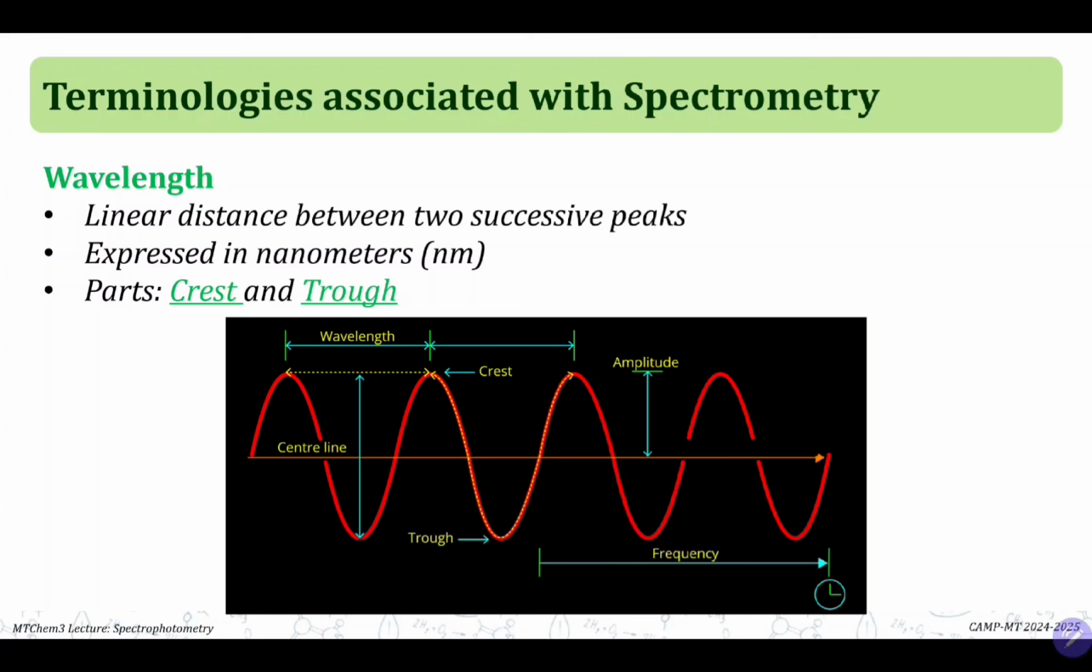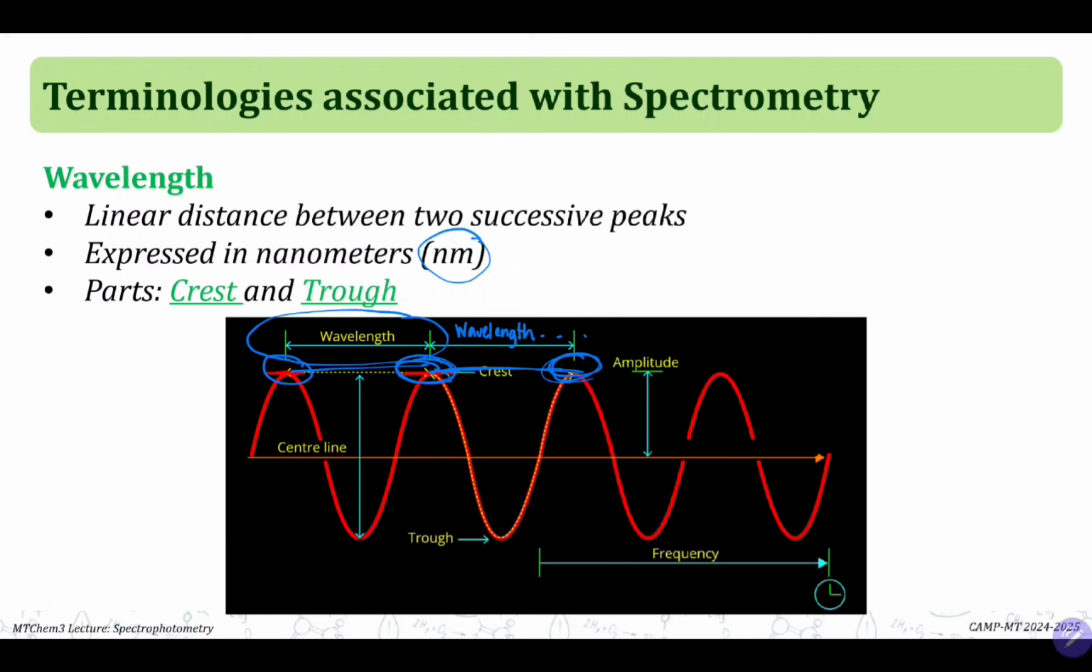So if we're going to look at this figure, two successive peaks, so one peak and then another peak. So this part or from this part to another, this is known as your wavelength. Another wavelength from this one towards the other peak. This is known as another wavelength. And so on and so forth. Okay? Now, your wavelength is expressed in nanometers and it has its different parts.